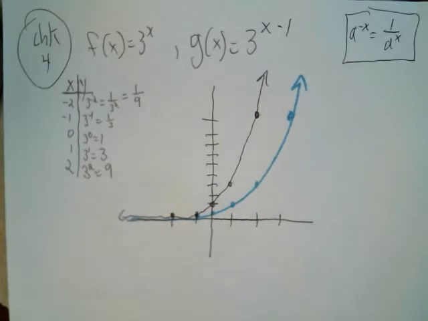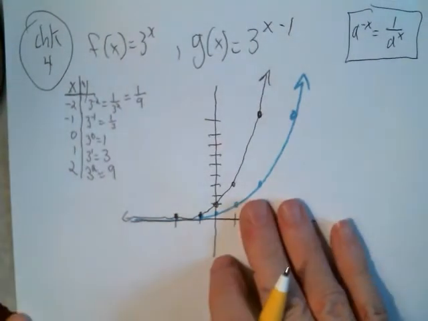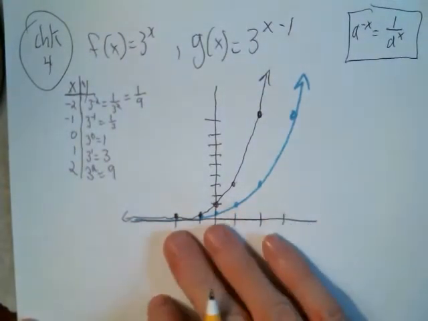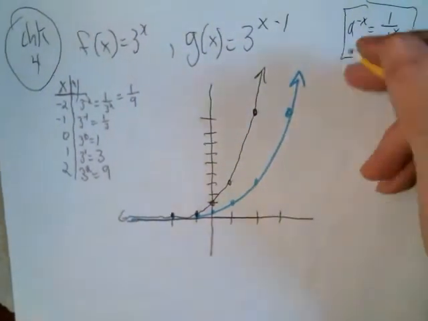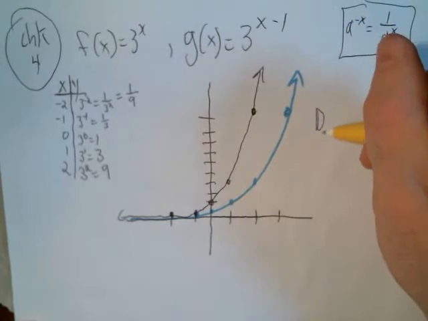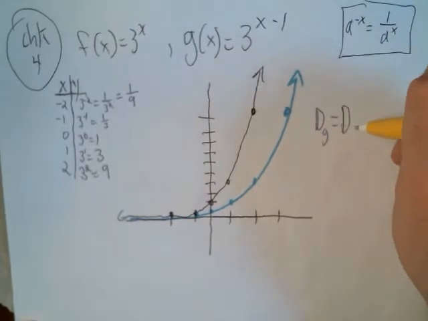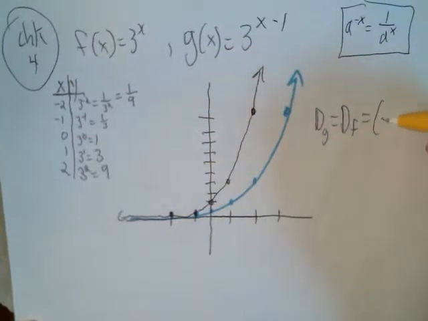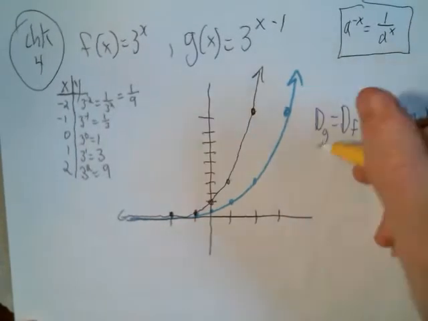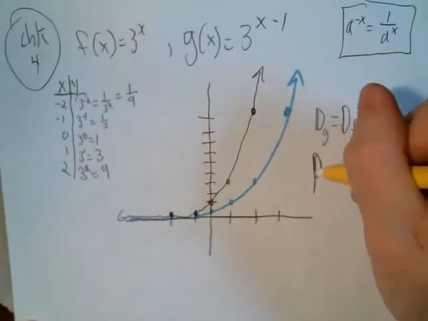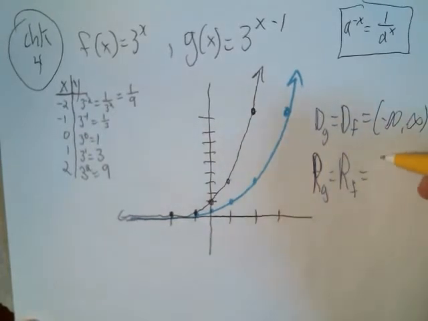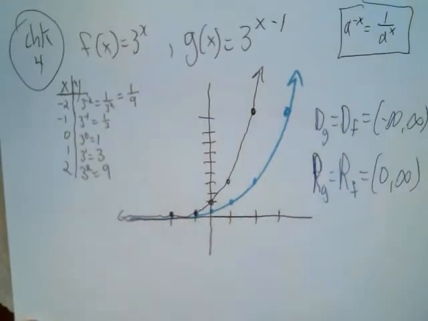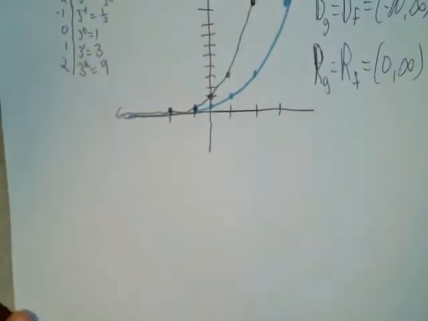The domain and range are exactly the same for both of these functions. They'll never hit 0. This one's just all the points are over 1. So the domain of g is equal to the domain of f, which is equal to -infinity to infinity. The range of g is equal to the range of f, which of course is just 0 to infinity. It's not very interesting in that regard.